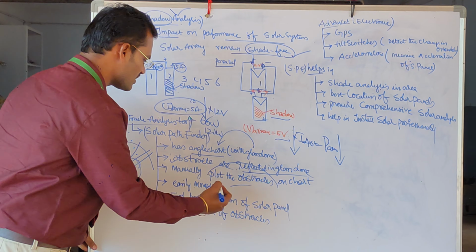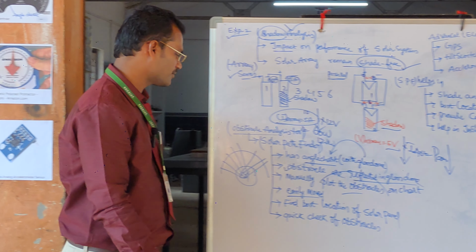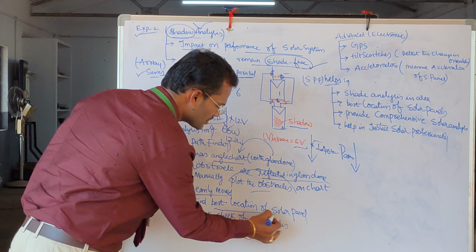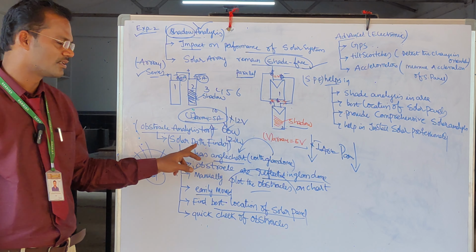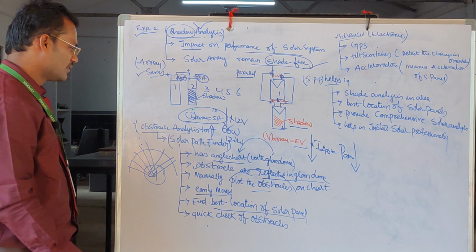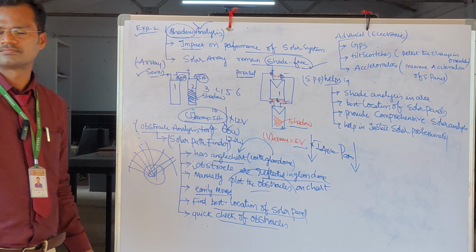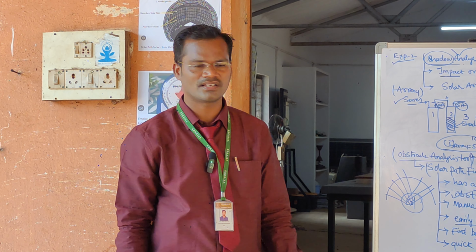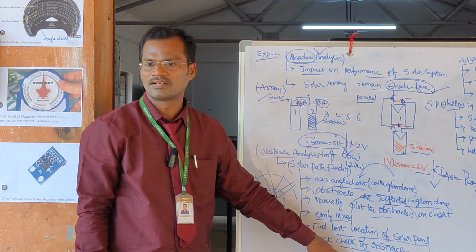Okay, so an advantage of this one is that it can be easily moved from one location to another location. And next, by using the solar path finder, we are going to find out the best location for a solar panel. What is the best location suitable for installation? That will be identified by the solar path finder. And next, the solar path finder also will give you a quick check of obstacles. For example, you don't know how these obstacles are affecting your solar panel. Okay, if you want to make a quick review or a quick analysis, the solar path finder will give you a quick check of the obstacles available in your solar plant.